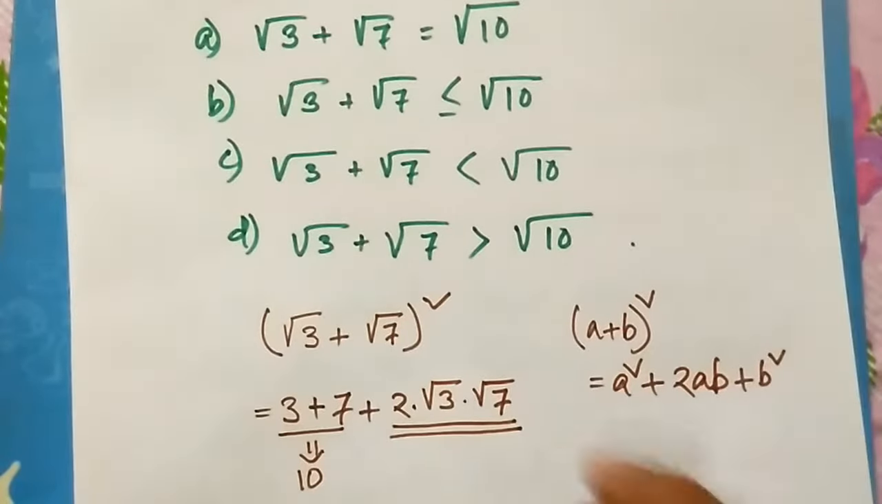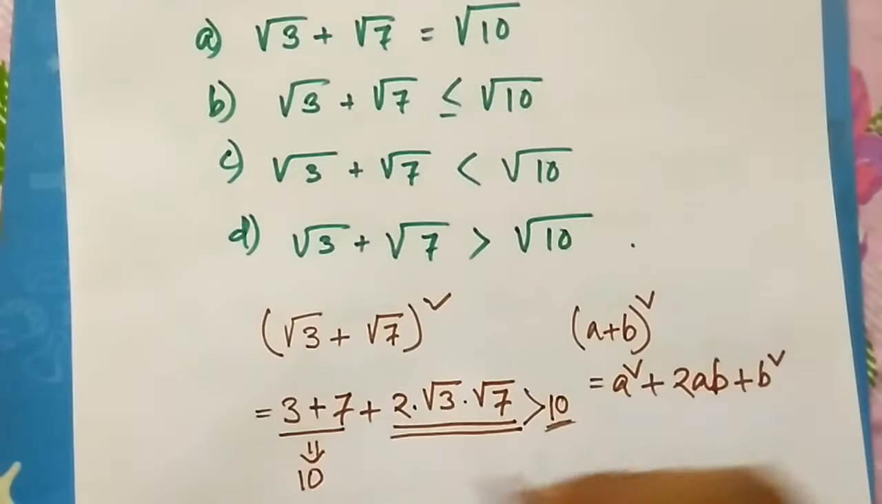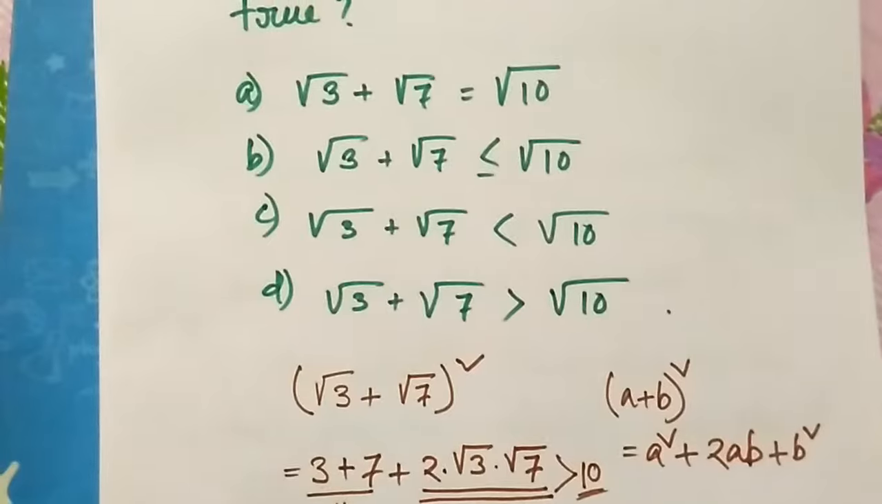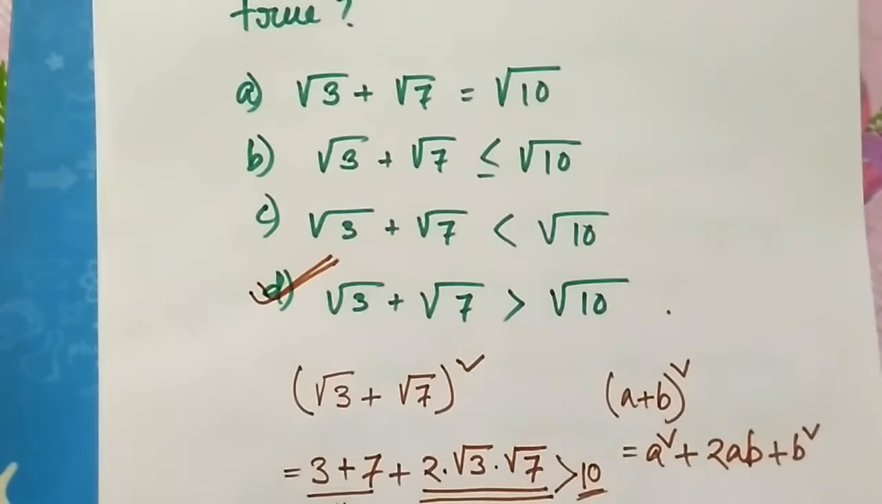So this is always greater than 10. This is the question. So the right option is first option. Sorry, the right option is third. The D option is the correct option. Fourth option is the correct option.